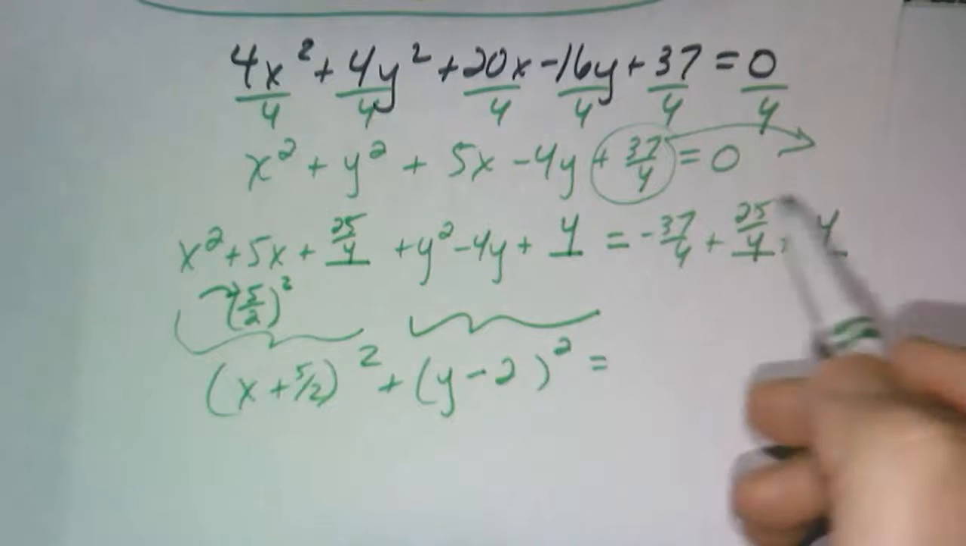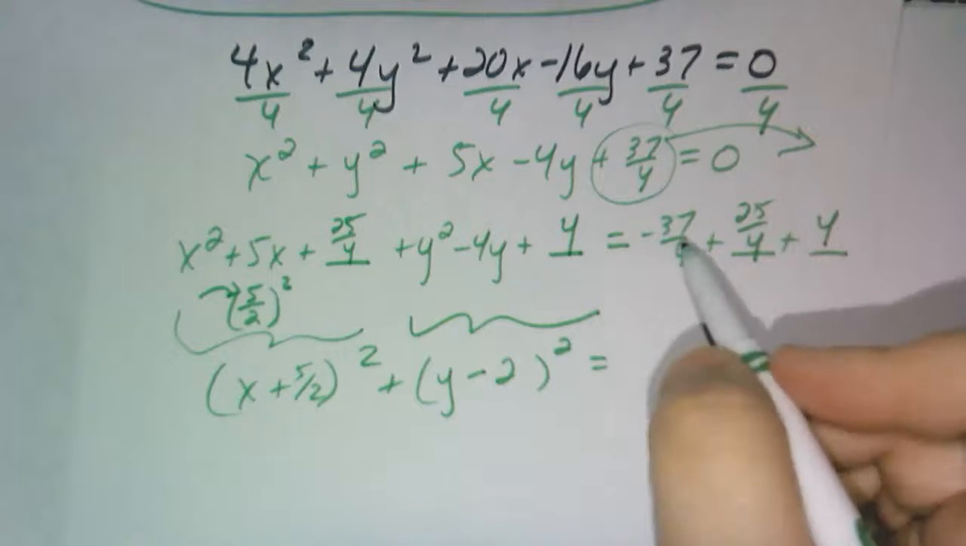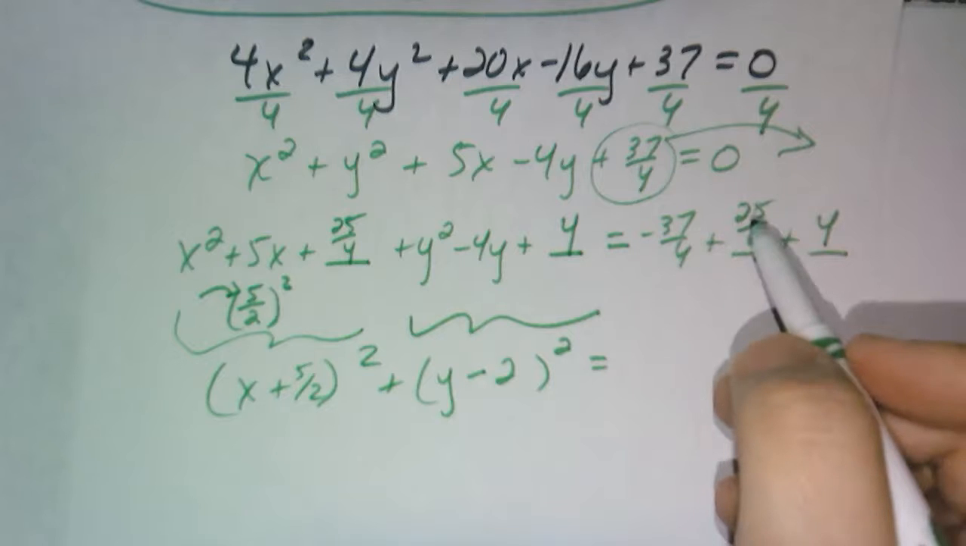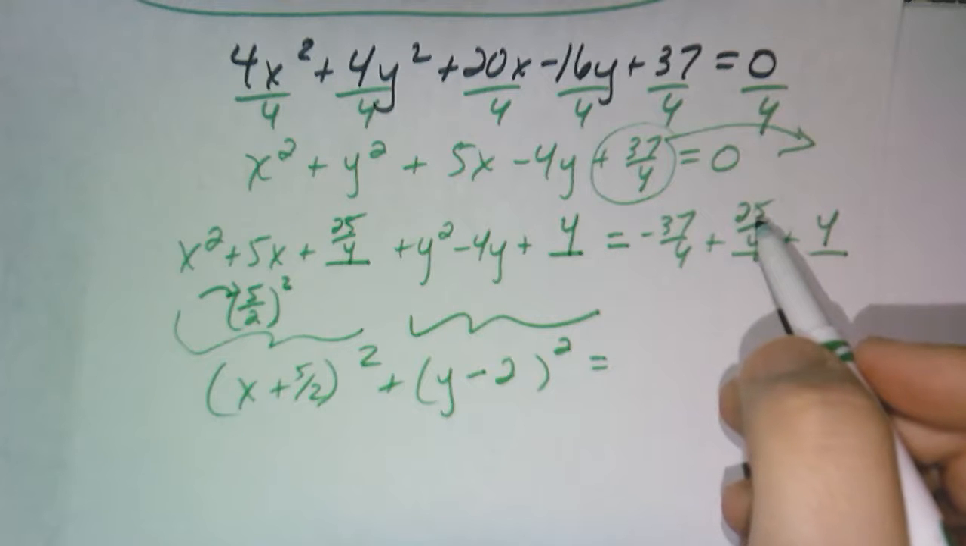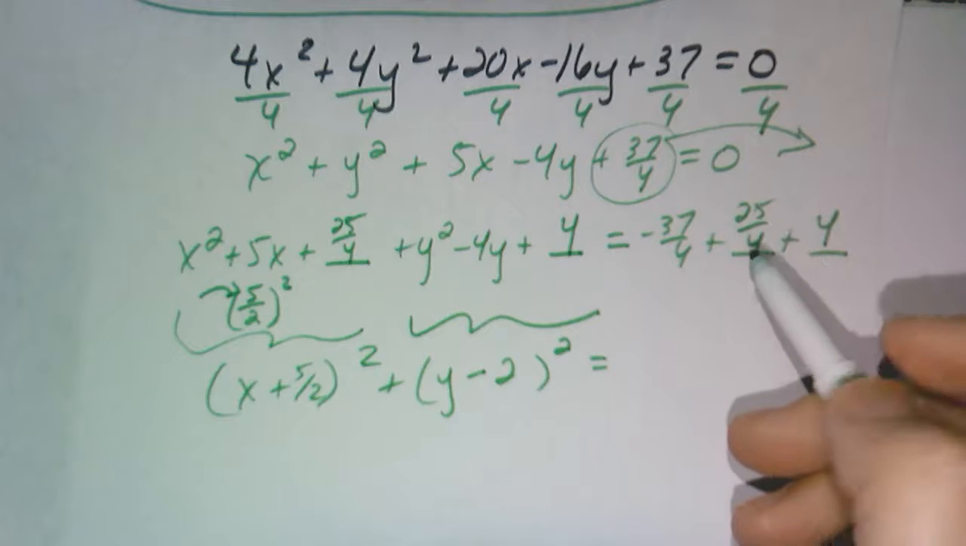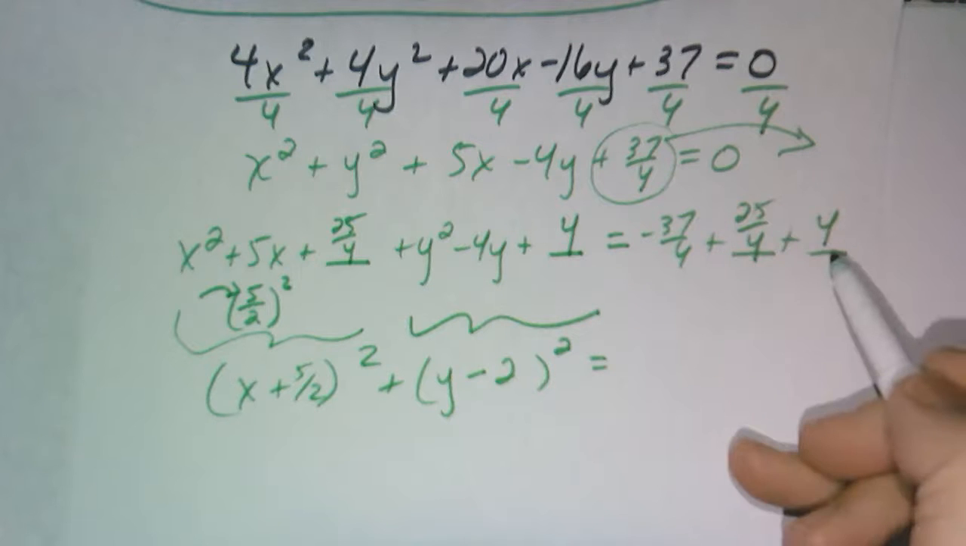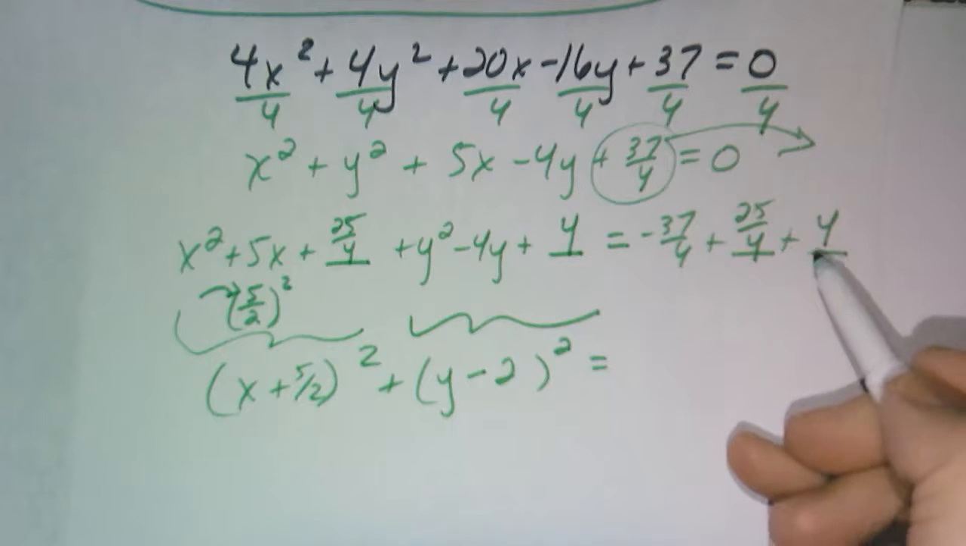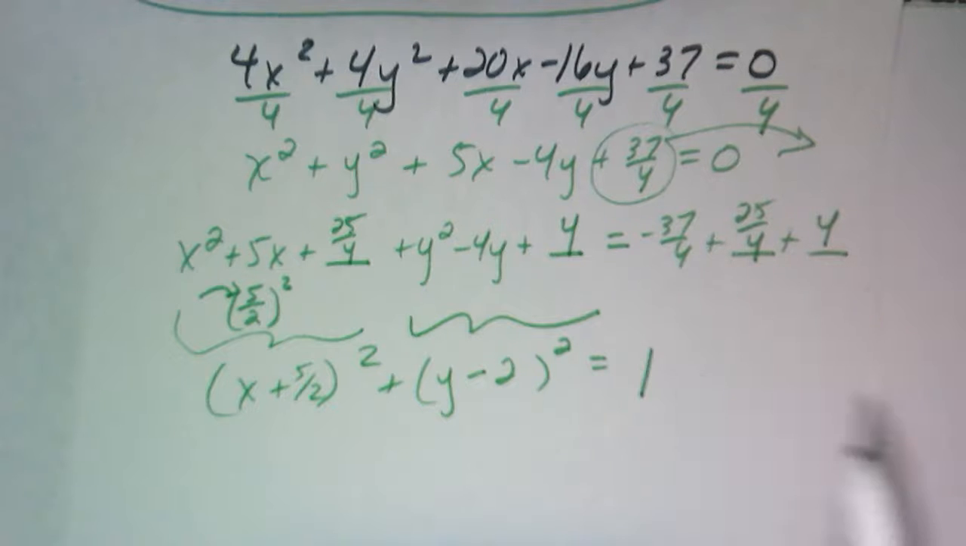All right, so now this side we've got to clean up. What does -37 plus 25 make? What's -37 plus 25? -3. So it's going to be -3, correct? Plus 4? What's -3 plus 4? 1. Done.